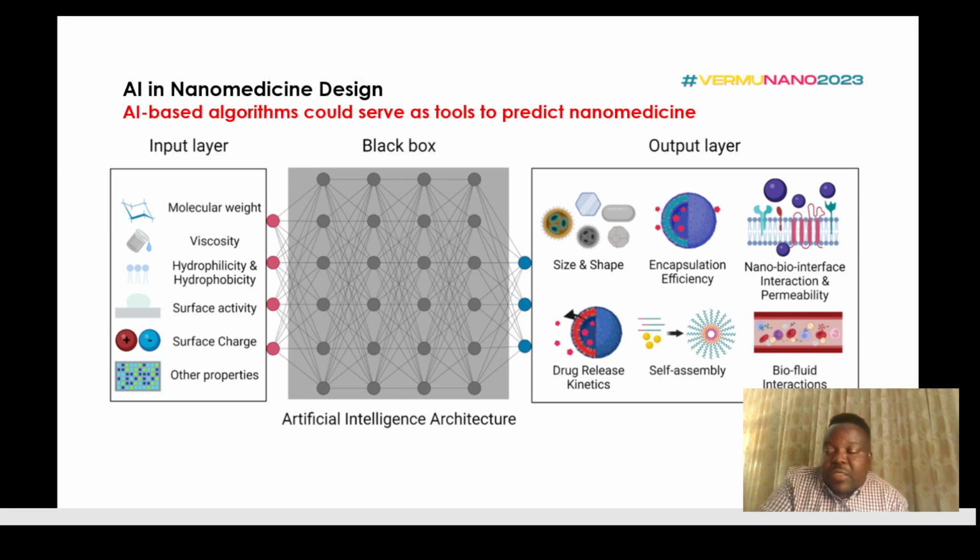You can predict the type of particle that you're going to have, the size, the shape that they'll have, the capability for them to encapsulate the drugs, the nano-bio interactions and permeability, the biofluidic interactions, and also the self-assembly and drug release kinetics. These are some of the key parts which are important for pharmaceutics. You are also able to know how the drugs will be released and the kinetics around it.